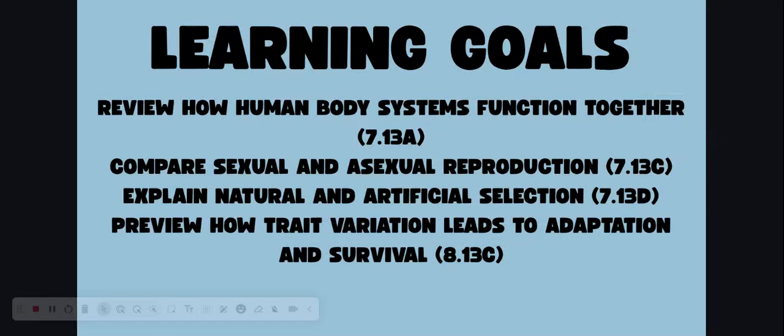All right, your goals for this review. You're going to review how human body systems work together, compare sexual and asexual reproduction, explain natural and artificial selection, and then you're going to preview how variation in traits helps organisms survive over time. So that is your 8th grade TEK that you will learn this time. And everything we discussed today connects directly to what you will learn about coming up. So, your 8th grade TEKs.